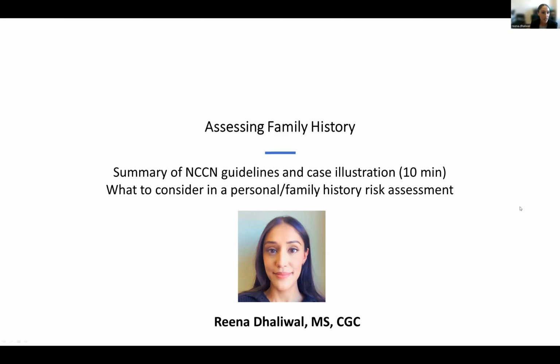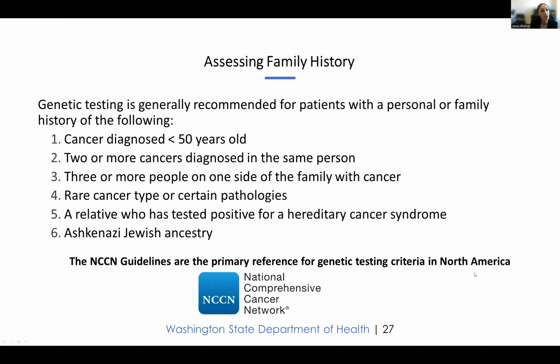I'm going to be doing a review of NCCN guidelines and also reviewing a few cases, just kind of illustrating some examples. And specifically, we'll be focusing on personal and family history risk assessment for hereditary cancer susceptibility.